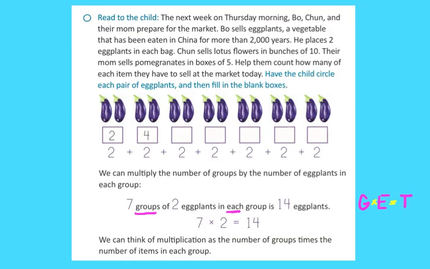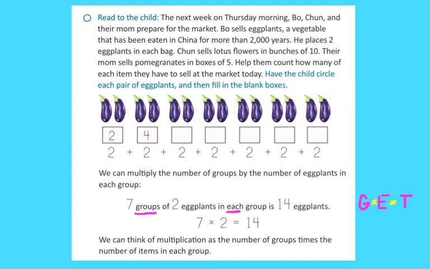Okay, right below your mental math box is where we're starting our lesson. The next week on Thursday morning, Bo, Chun, and their mom prepare for the market. Bo sells eggplants, a vegetable that has been eaten in China for more than 2,000 years. He places 2 eggplants in each bag. Okay, are you hearing that? 2 in each. So we have the E in get is going to be 2 in each.